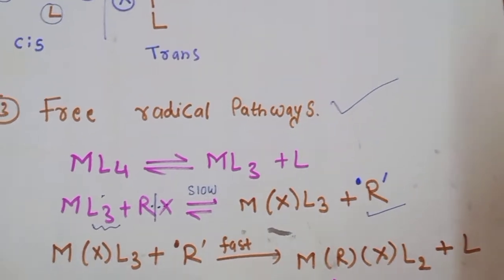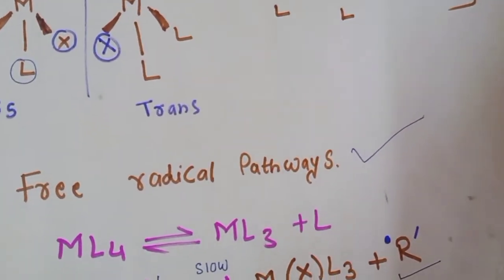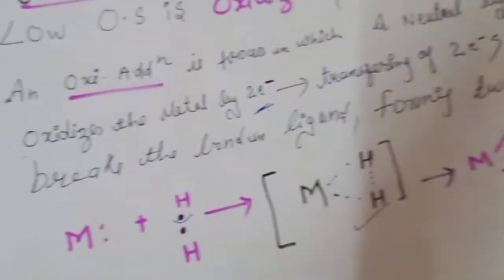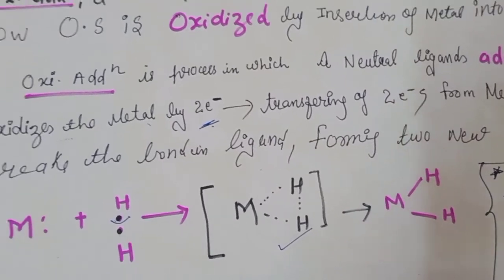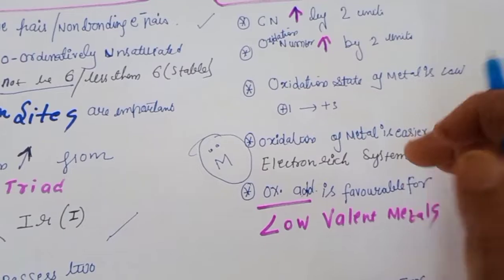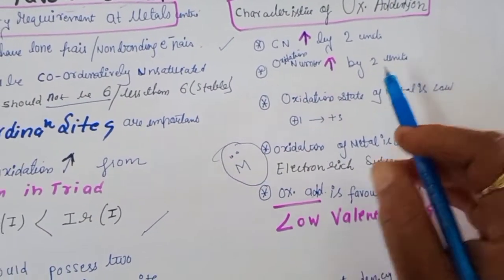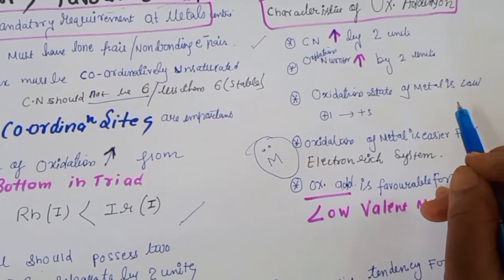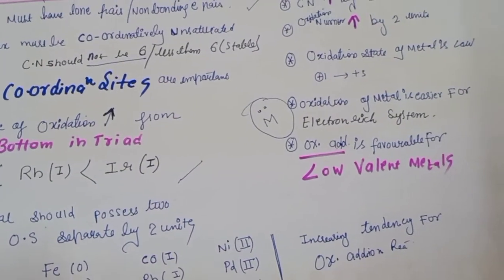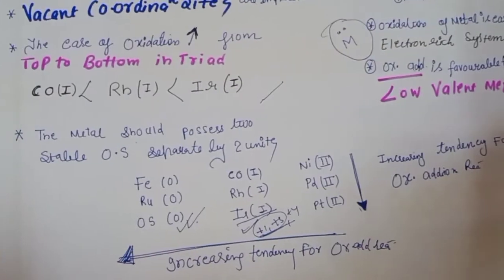If you find it lengthy, try to make it easy. How much you can prepare for your exam, that much you can learn. So once again, what are the important characteristics of oxidative addition reactions? In any reaction, the coordination number will increase by 2 units, the oxidation number will increase by 2 units, and the oxidation state of the metal changes, for example from +1 to +3. This is favorable for an electron rich system. I hope the topic is clear.